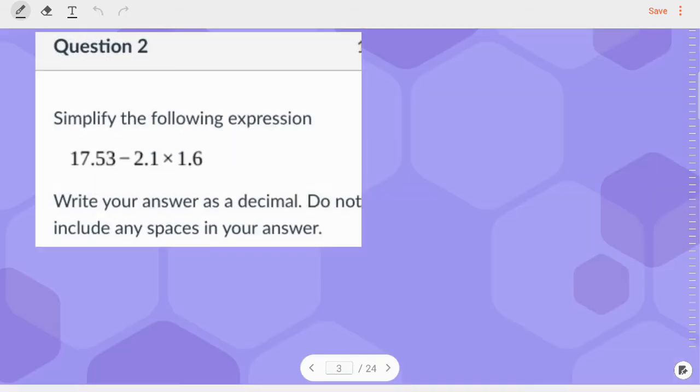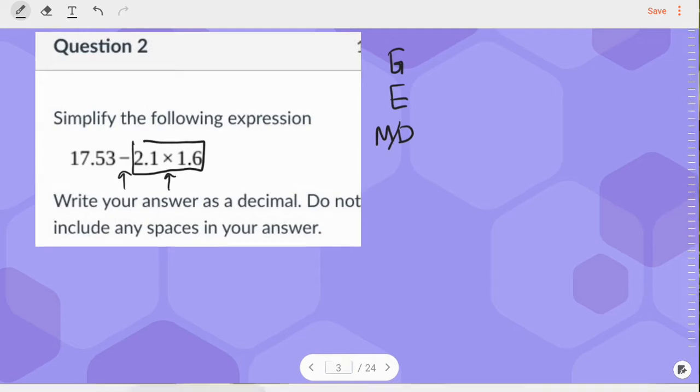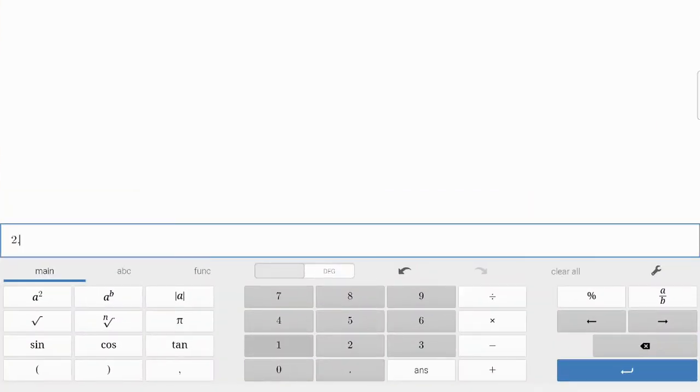All right. Simplify the following expression. Now I've got more than just one operation going on. I've got subtraction and I have multiplication. So which do I do first? Remember order of operations. Grouping symbols. Oh, there's none of those. Exponents, moving on, there's none of those. Multiplication and division. Well, there is multiplication, so I need to make sure I do that next. So I am going to multiply 2.1 and 1.6. 2.1 times 1.6 gives me, oops, not 16, 1.6, 3.36.